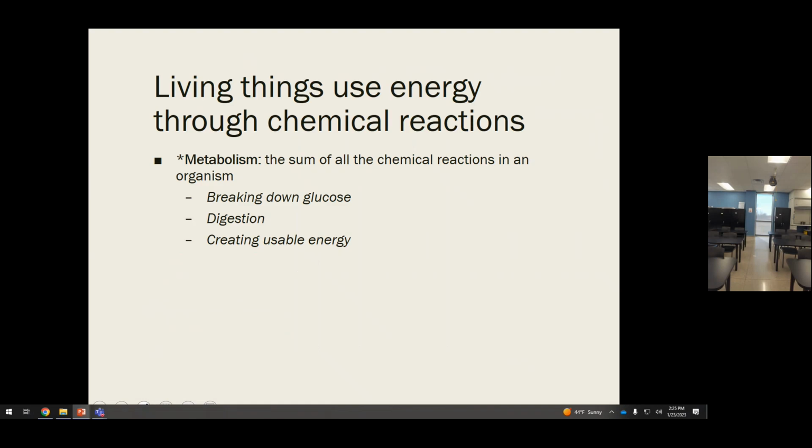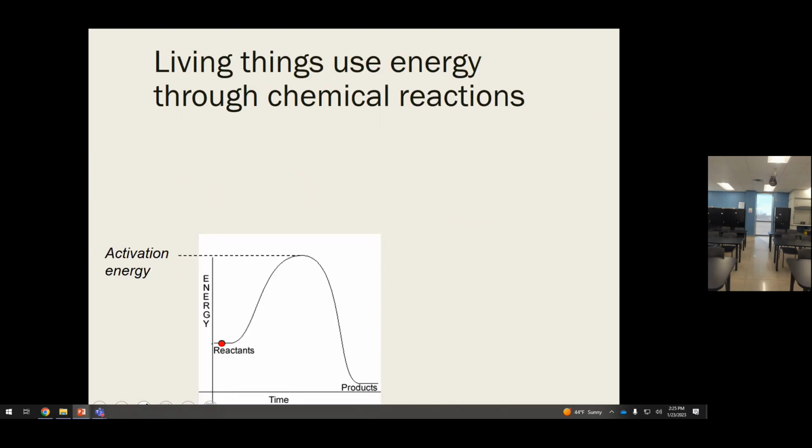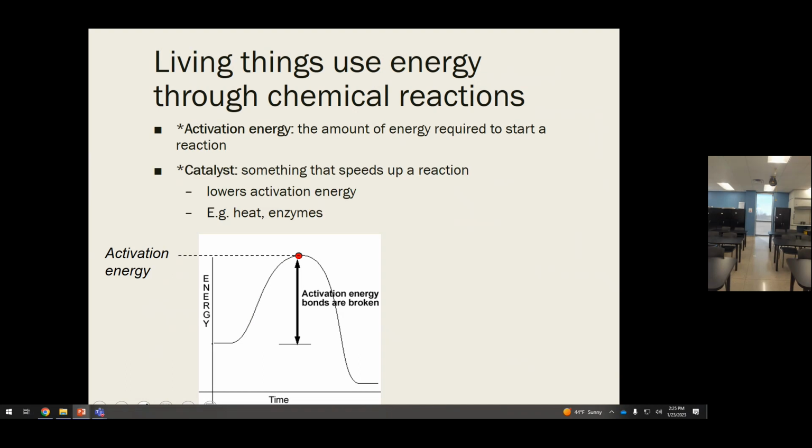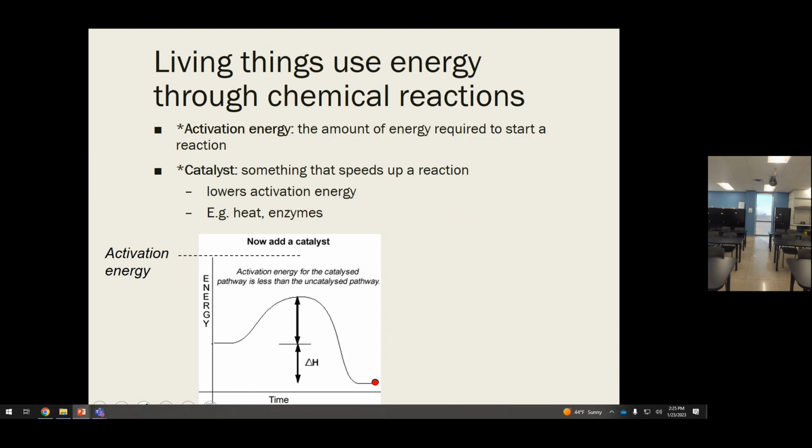Metabolism, this is a vocabulary word. The sum of all the chemical reactions in an organism. Digestion, using energy, breaking down glucose and fats and proteins and starches, and that's how we use energy. Living things need activation energy to start their chemical reactions. A catalyst is something that speeds up a reaction.